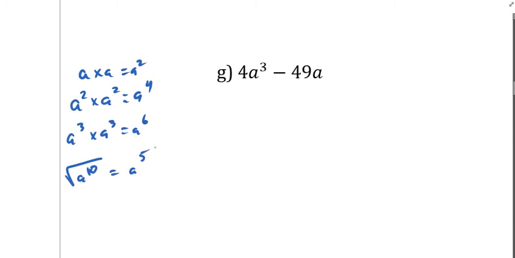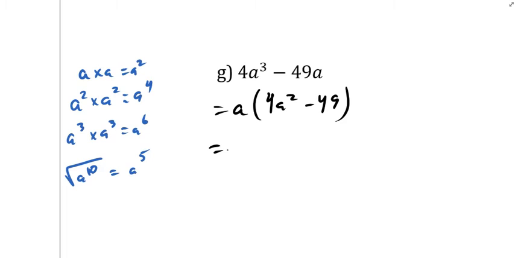Got it. Okay, so a cubed is not a perfect square, and a is not a perfect square. So what do we do? Yeah, nice. Common factor of a. What am I left with? 4a squared minus 49. See how common factoring is important? And what is left in the brackets there? A difference of squares. 4a squared and 49. It's two of them. It's the difference between them. So I factor that.